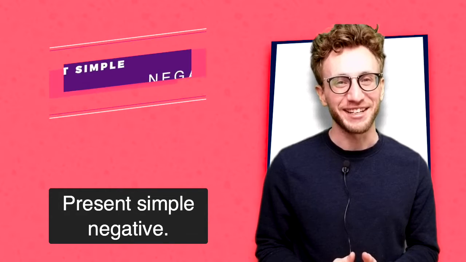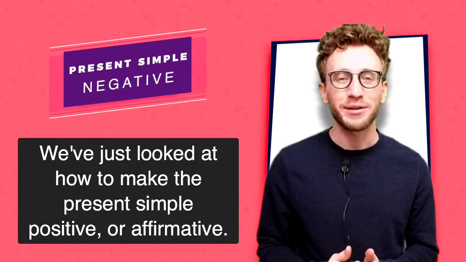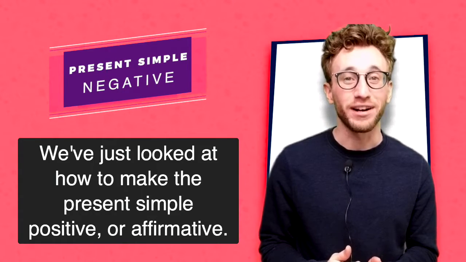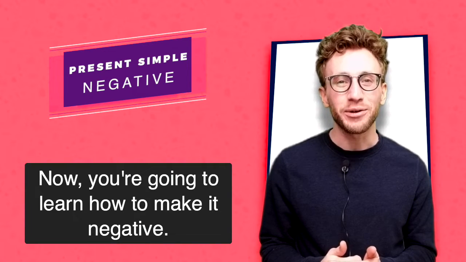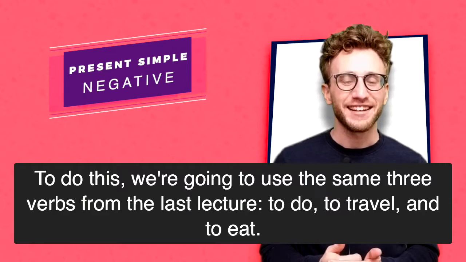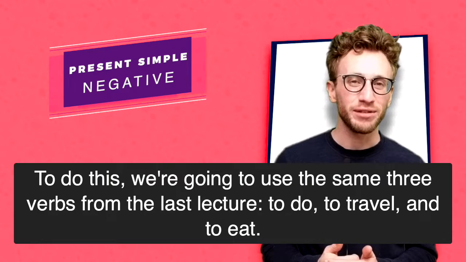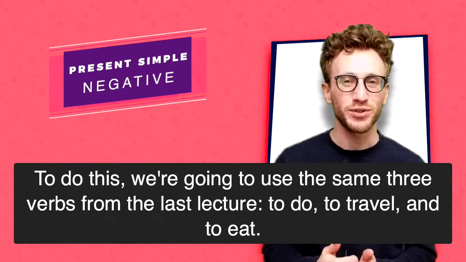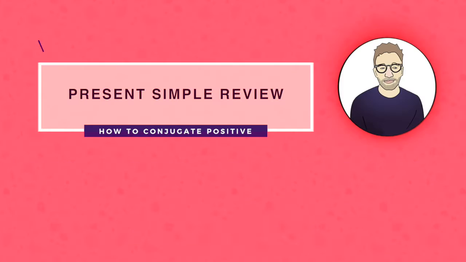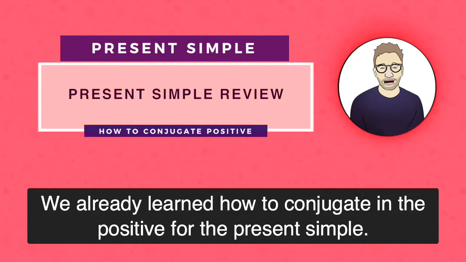Present simple negative. We've just looked at how to make the present simple positive or affirmative. Now you're going to learn how to make it negative. To do this, we're going to use the same three verbs from the last lecture: to do, to travel, and to eat. To review, we already learned how to conjugate in the positive for the present simple.